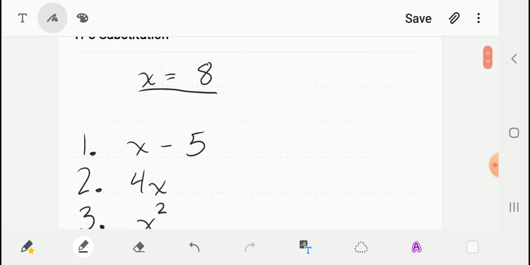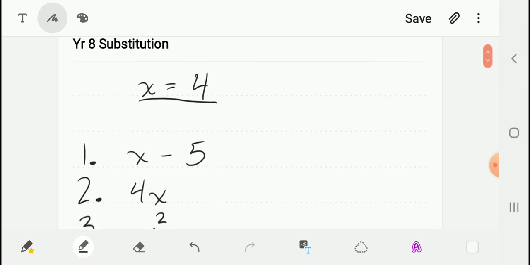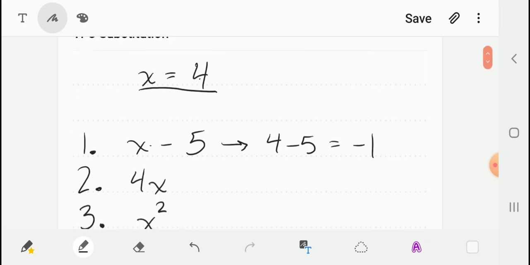Okay, and I'm going to change what x is equal to. I'm going to change x to 4. Okay, so if you're given this kind of question, you're told x equals 4, and then we've got to put it into here. Well, that just means when we're doing substitution, we're just swapping in the number for the letter. So it says x equals 4, so instead of x, we can just put 4 there, and this becomes 4 minus 5, which is negative 1.